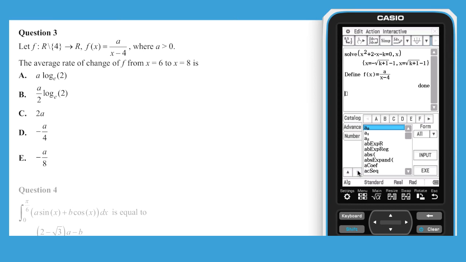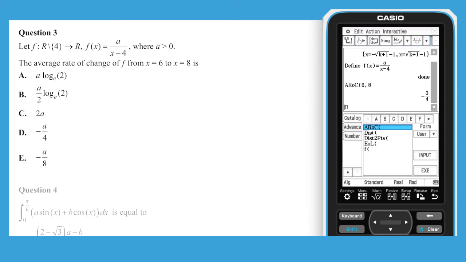To call up the function AROC, we need to use the down arrow on the keyboard to see the catalogue options. Selecting user from the drop-down menu, we can see our user-defined functions. To use the function AROC, press input and enter the two x values. Our ClassPad returns a value for the average rate of change, which is independent of a, unlike the answers we are presented with in the examination.